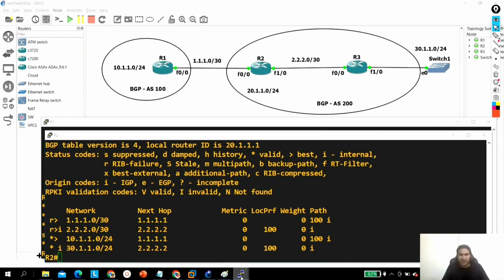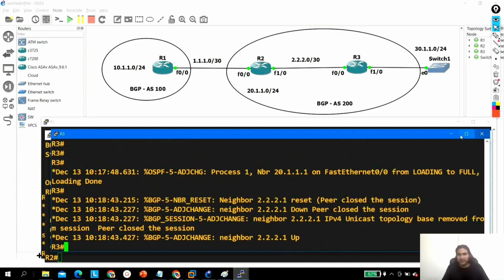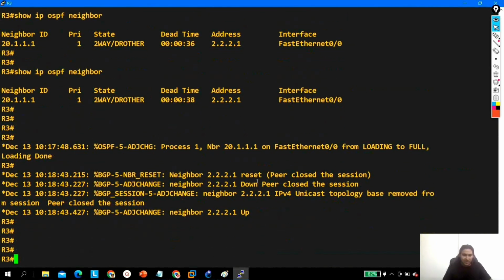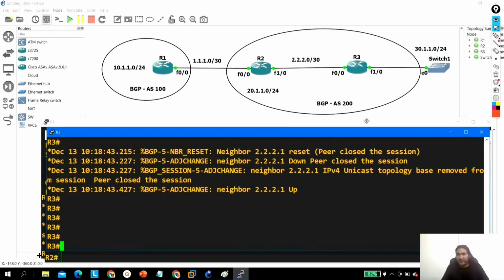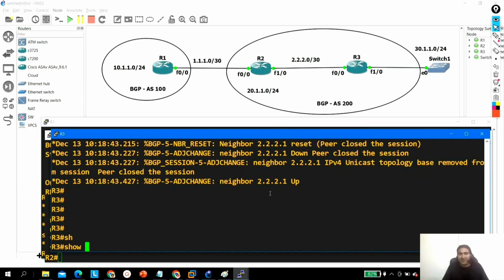Okay, let me check the configuration of router 3, where I am running the 30 network on the loopback interface. If I am running it on the loopback interface, then it will not work, because as you know, on a loopback interface the OSPF network type is loopback, right? So OSPF will advertise the 30.1.1.0 network with /32, right?